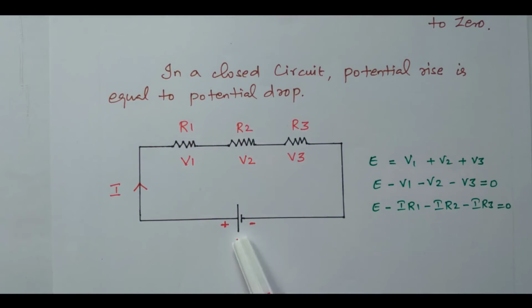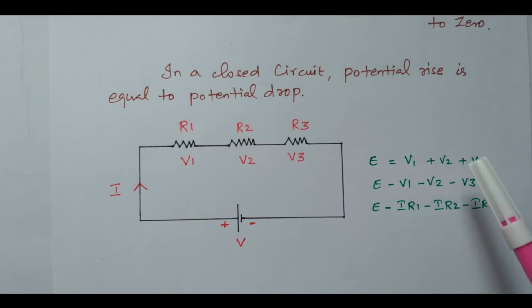The applied potential is potential rise. That potential is dropped across three resistors. Depending upon the values of R1, R2, R3, the voltages will be dropped. Right? More resistance means more voltage will be dropped. So the applied voltage, the potential rise, is equal to the potential drop across three resistors. That is given here. E or V, both are the same. The potential applied, E or V, is equal to V1 plus V2 plus V3.